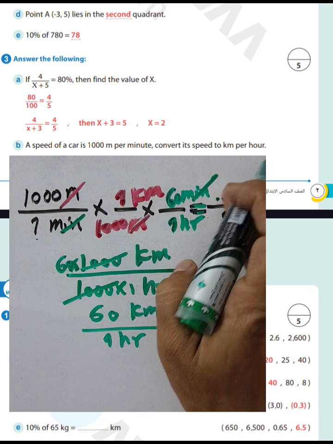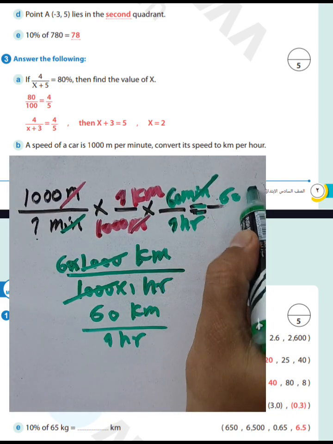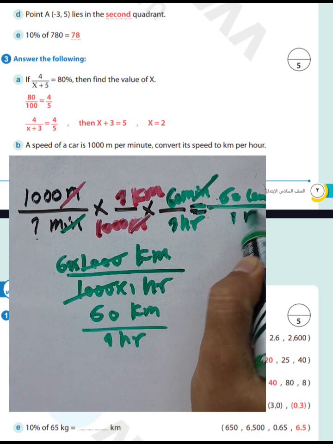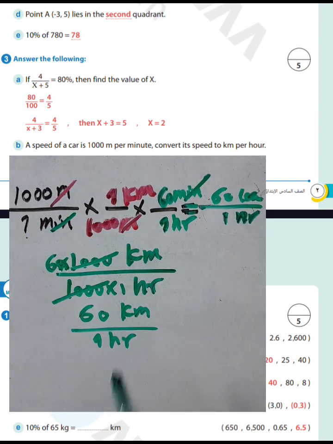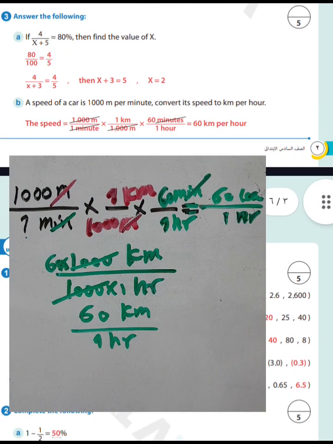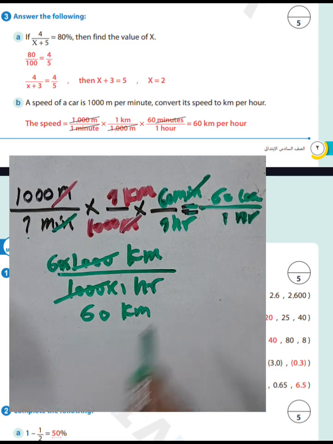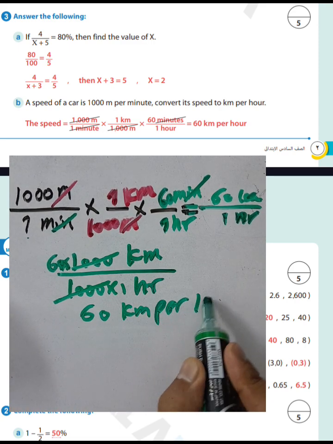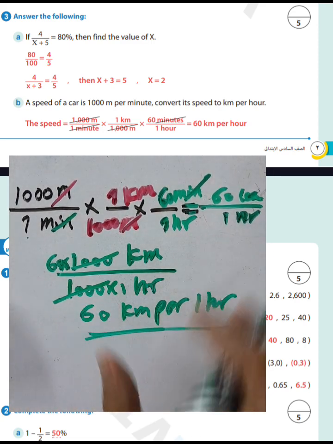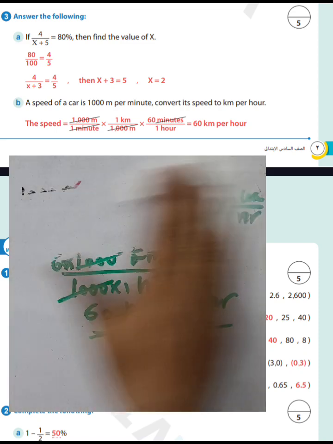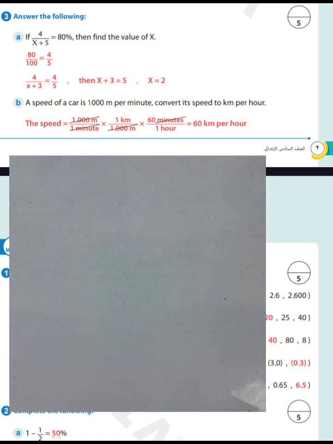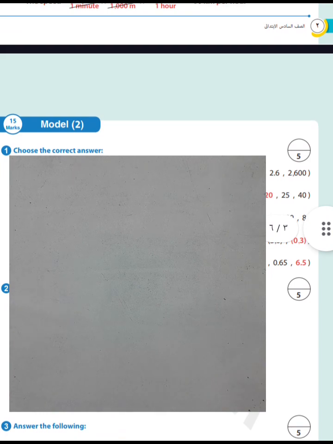The result here will be what? Write 60 kilometer per 1 hour. The result here will be 60 kilometer per 1 hour. It's the result and these steps. You must know these steps to solve an example by using a conversion factor. Okay. Look at with me about the next question, model number 2.